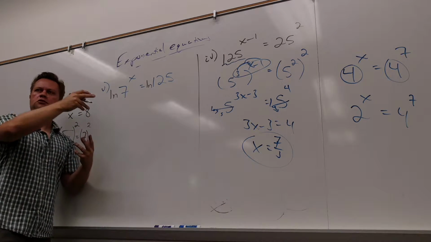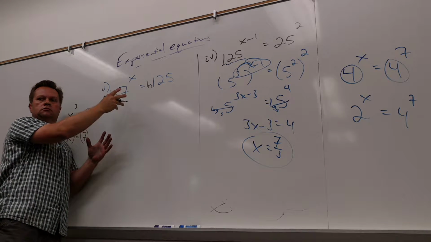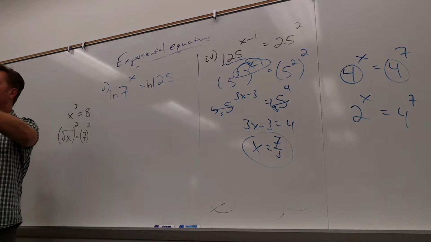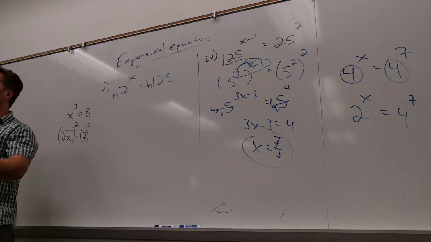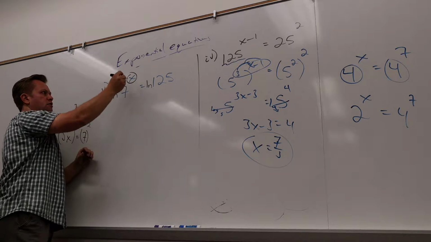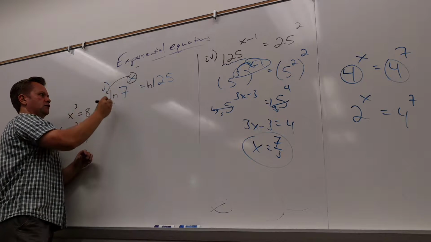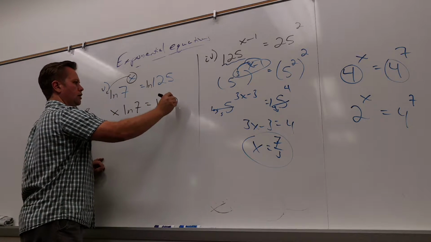That was a good way to introduce this, Jeff. Why am I doing this? Because where's my variable? In the exponent. What's the only thing in the universe that could take an exponent and bring it down? A log. That's the only thing that has that power, right? And so what can I do with this x now? I can put it out front. So I get x times ln of 7 equals ln 125.